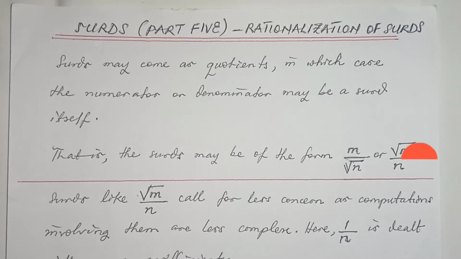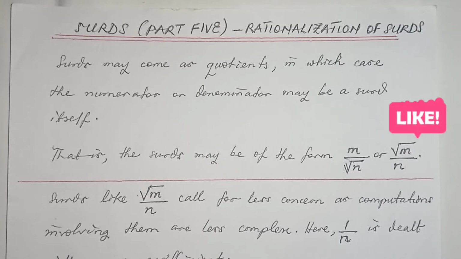When surds are expressed in quotient, and in particular their denominator is a surd, that kind of surd must be rationalized. So rationalization is the process of transforming a surd in quotient form whose denominator in particular is a surd. Okay, so we are going to show you in this video how to rationalize surds.